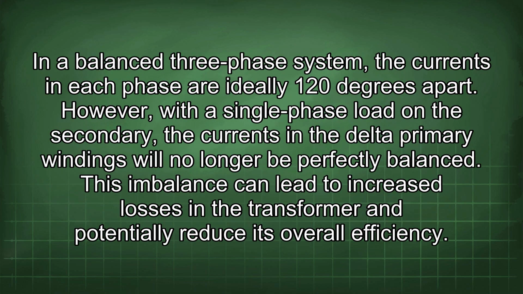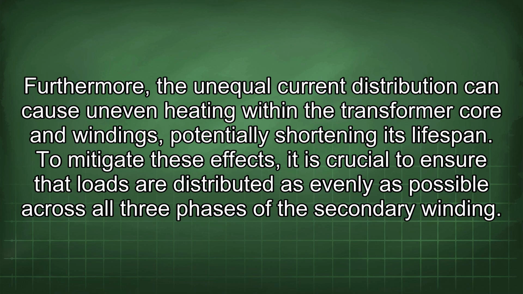In a balanced three-phase system, the currents in each phase are ideally 120 degrees apart. However, with a single-phase load on the secondary, the currents in the delta primary windings will no longer be perfectly balanced. This imbalance can lead to increased losses in the transformer and potentially reduce its overall efficiency. Furthermore, the unequal current distribution can cause uneven heating within the transformer core and windings, potentially shortening its lifespan.